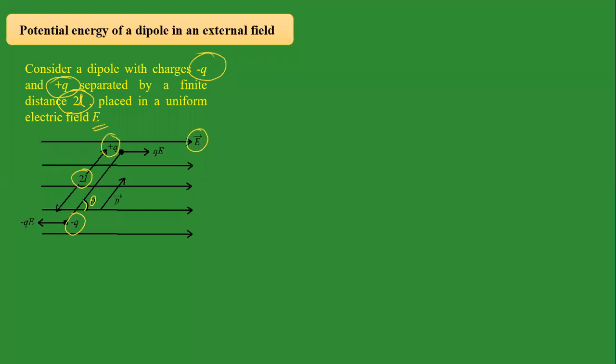Then due to this electric field, some force is experienced by both the charges. The force experienced by charge plus q is qE. How do we get this formula? We know that electric intensity is given by the formula F by q. So by that formula, F is equal to qE. So force acting on this plus q charge is qE. Similarly, force acting on this minus q is minus qE.